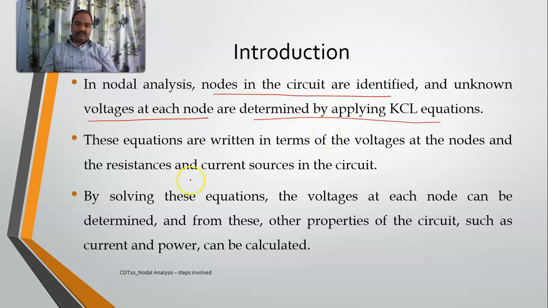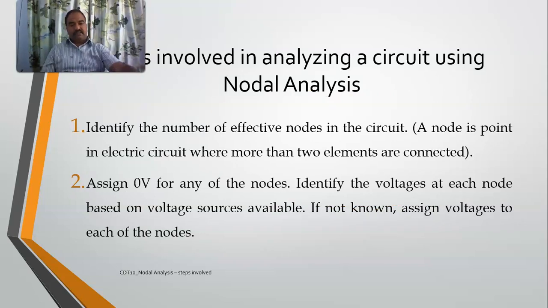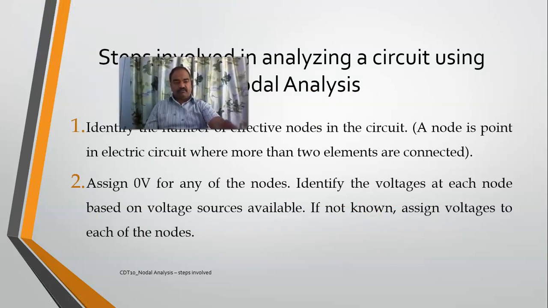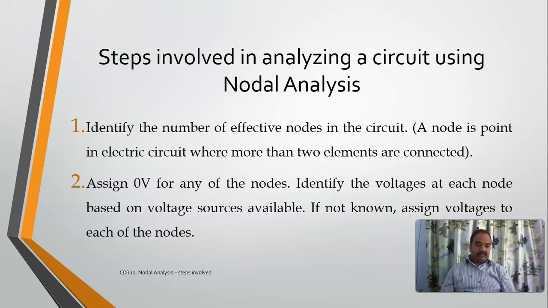These equations are written in terms of voltages and resistances, and if there are any current sources, they are also written into these equations. When we solve all these equations, we get the voltage at each node, and from that we determine the currents and powers in various branches. So these are the steps which I have written for you for determining the branch currents and voltages, or simplifying a circuit using nodal analysis.